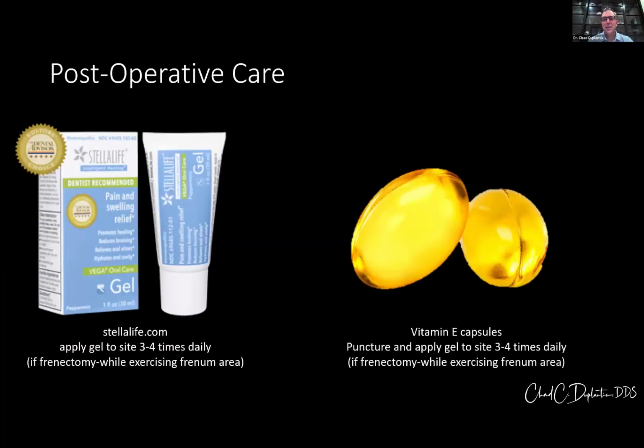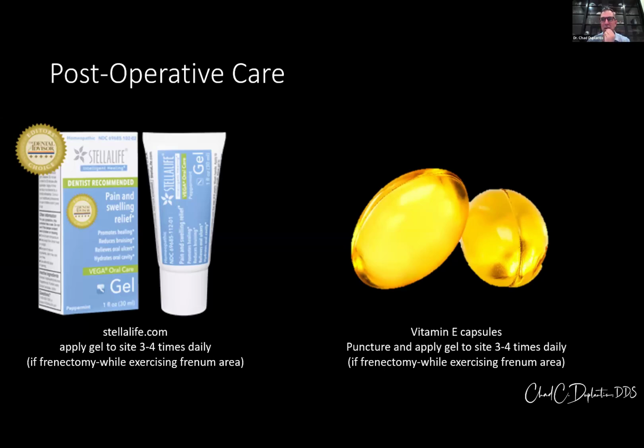So here are the two things that I use immediately post-operatively for frenum releases, or for any lesions that I treat in the mouth, aphthous ulcers, anything that requires a cut. I used to use vitamin E capsules. And so what I would do is I would puncture the capsule, take the gel out of the inside, and apply it in the office with a cotton tip applicator. And I would instruct that patient that I want them to apply that 3 to 4 times a day. And I want them to do a little bit of a lip exercise.